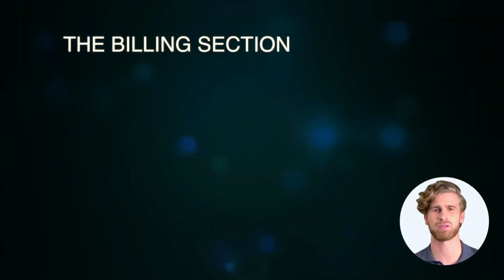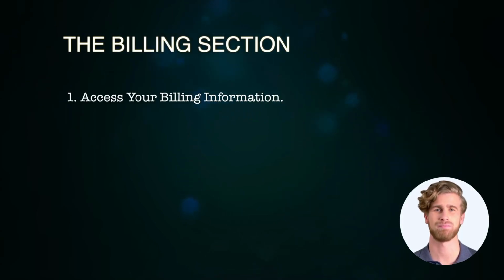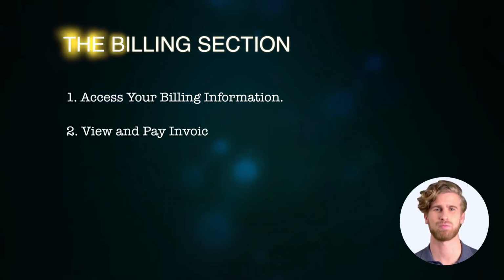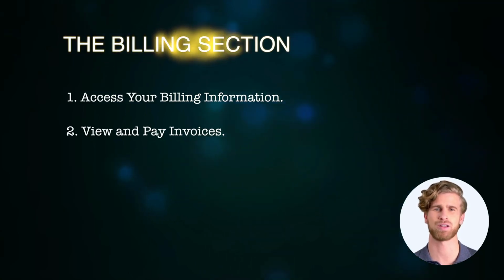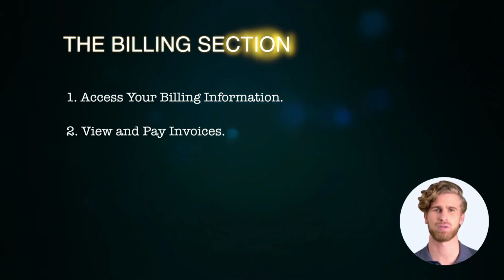By the end of this session, you'll know how to: 1. Access your billing information. Navigate to the billing section from your account dashboard. Understand the layout and key areas within the billing section. 2. View and pay invoices. Check your current and past invoices. Use various payment options to settle your bills securely.